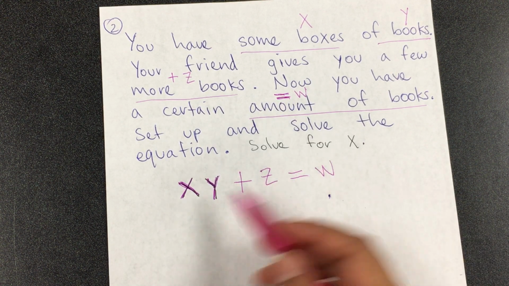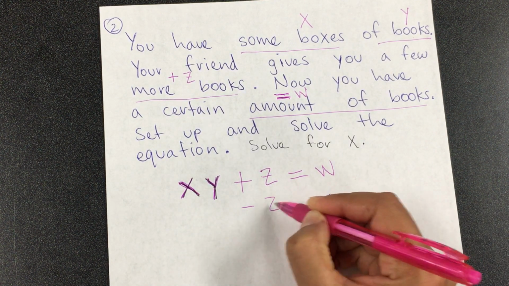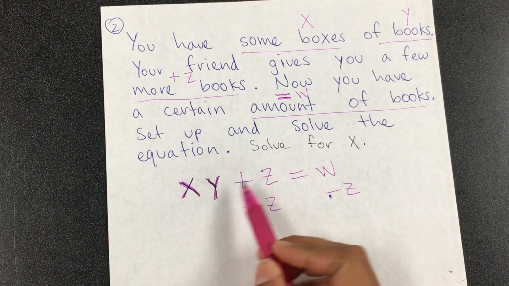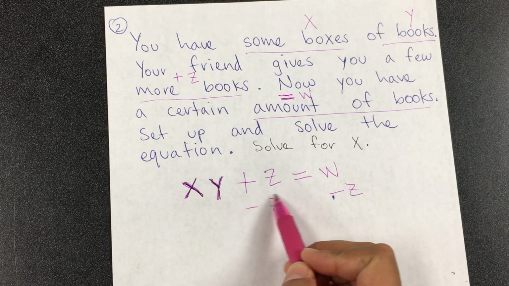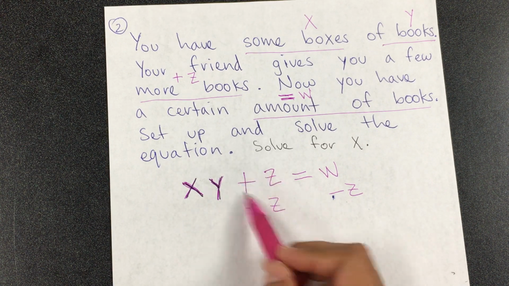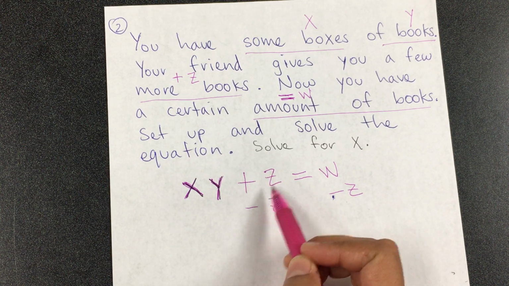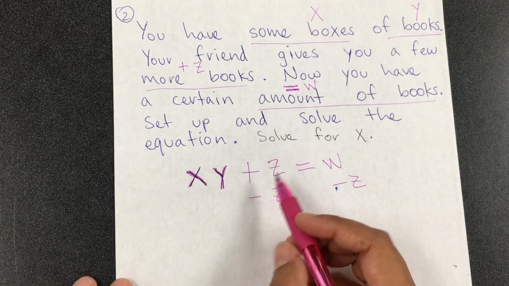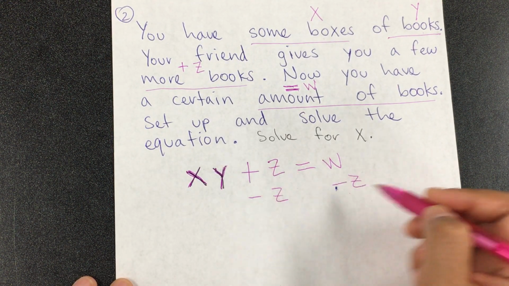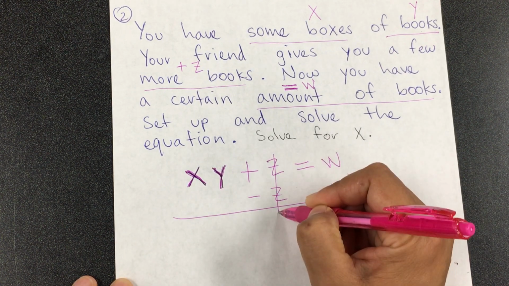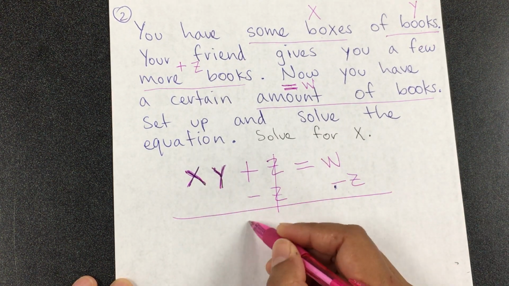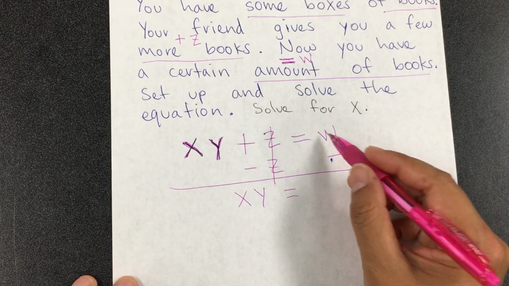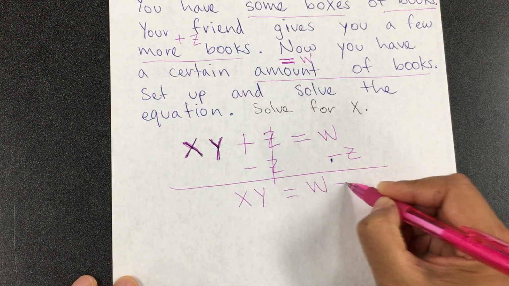We want to solve for X, so we're going to subtract Z. Remember that when you have multiplication and addition, if it's not protected by division, then you add and subtract first. That's why you cancel first. And then at the end, the multiplication. So if you're adding Z, we subtract Z from both sides. We get X times Y is equals to W minus Z.